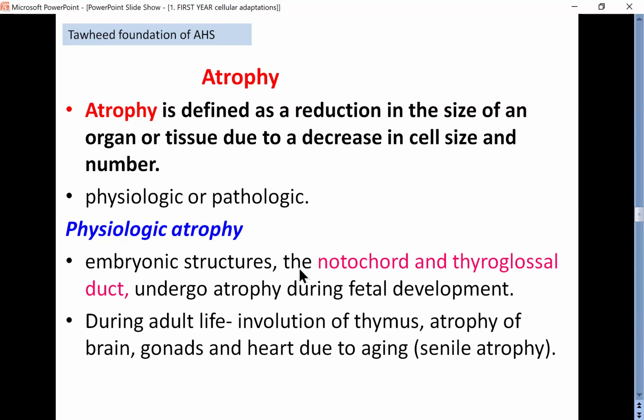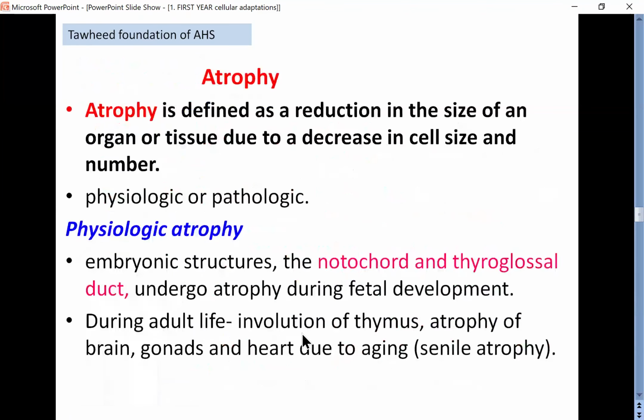Okay, so this is a classical example of an embryonic structure which undergoes physiological atrophy. We have examples during our adult life also. Involution of the thymus: after around 20-25 years of age, our thymus will not grow. It will reduce its size. Atrophy of the brain, gonads or heart during aging is called senile atrophy.